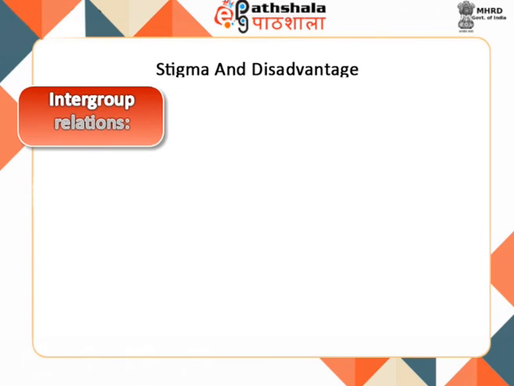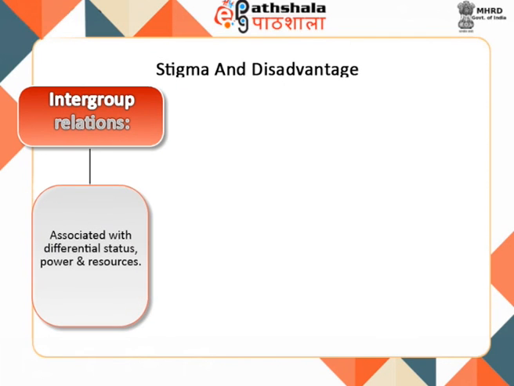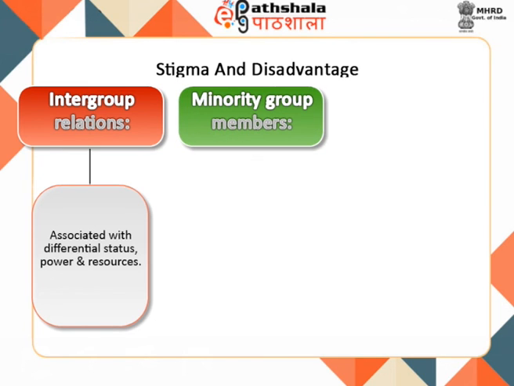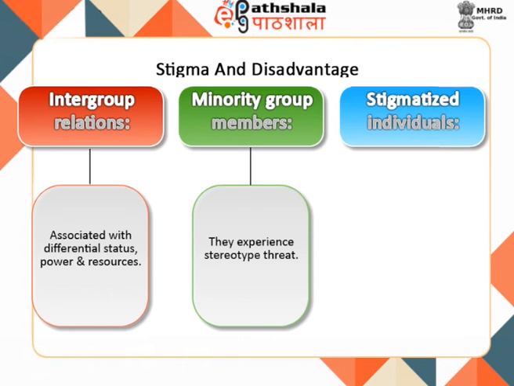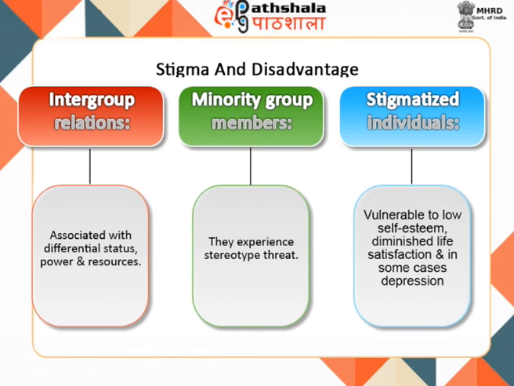Intergroup relations are mostly associated with differential status, power, and resources. Majority groups benefit from this arrangement, whereas minority groups suffer from it. Since stigmatized groups know exactly the negative stereotypes that others have of them, they experience stereotype threat that interferes with and impairs their task performance. Stigmatized individuals are vulnerable to low self-esteem, diminished life satisfaction, and in some cases, depression.